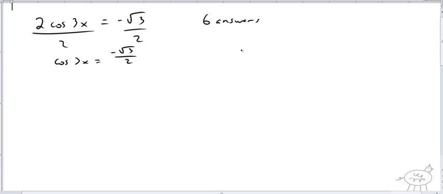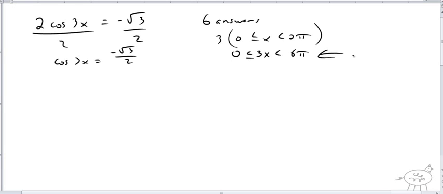Okay, at this point here, I want you guys to understand that x is between 0 and 2 pi. So what does 3x have to be between? Well, let's multiply it by 3. So 3x has to be between 0 and 6 pi. And this is really helpful only because it helps me to know when to stop, doing my number of answers.